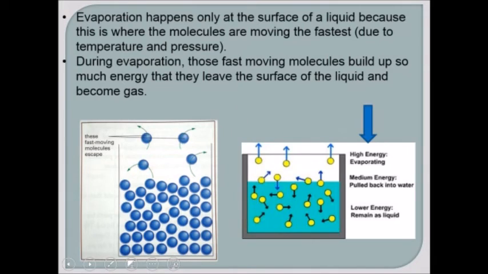So once again, evaporation happens only at the surface of a liquid because the molecules are moving the fastest there. Also because this molecule right down here has all the added pressure of all these molecules on top of it also weighing it down, whereas this molecule right here doesn't have any of that added pressure, so it's free to just simply fly off as soon as it reaches the correct amount of energy.